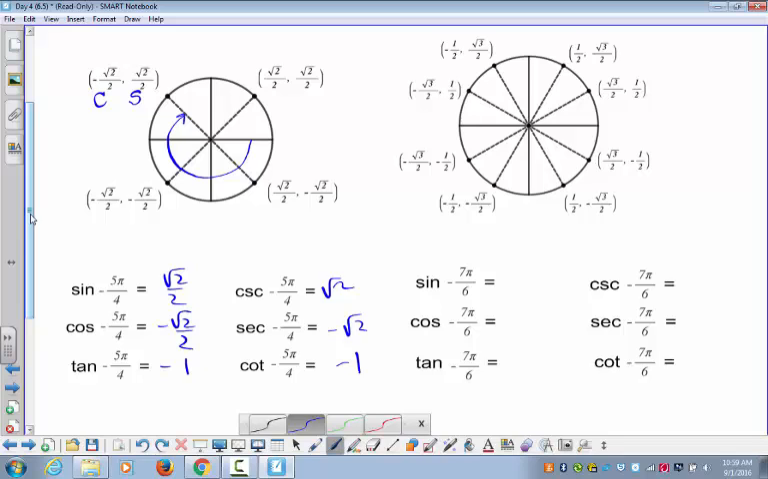Is it making sense that the x is longer for the 7 pi over 6? You have to count over to that spot. X is negative root 3 over 2. And y is 1/2.